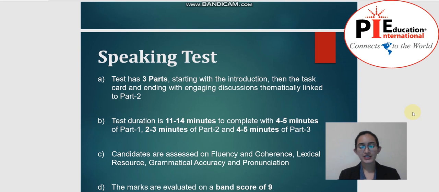So lastly I'd like to mention that the speaking test in total is for 11 to 14 minutes. First part হচ্ছে 4 to 5 minutes, second part about 2 to 3 minutes, and then the last part 4 to 5 minutes. So আপনাকে কি কি বিষয়ের উপরে টেস্ট করা হবে অথবা জাজ করা হবে? 1, আপনার fluency and coherence. Again, আপনি কত fluidly কথা বলতে পারেন ইংলিশ ল্যাঙ্গুয়েজে. Lexical resource, আপনার vocabulary কত strong, grammar এর উপরে, and your pronunciation.